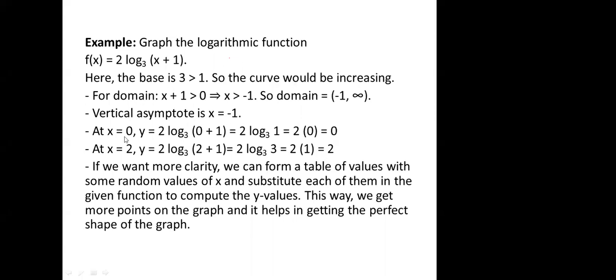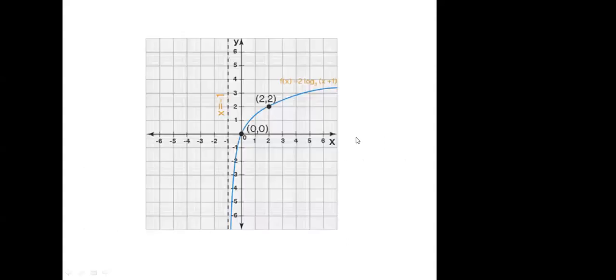Then for x equals 0, we find the intercept: y equals 0, since we have log base 3 of 1, which is 0. At x equals 2, we solve it and get 2. So we find some real numbers with a table of points to graph it, and in the end this is the graph we obtained.